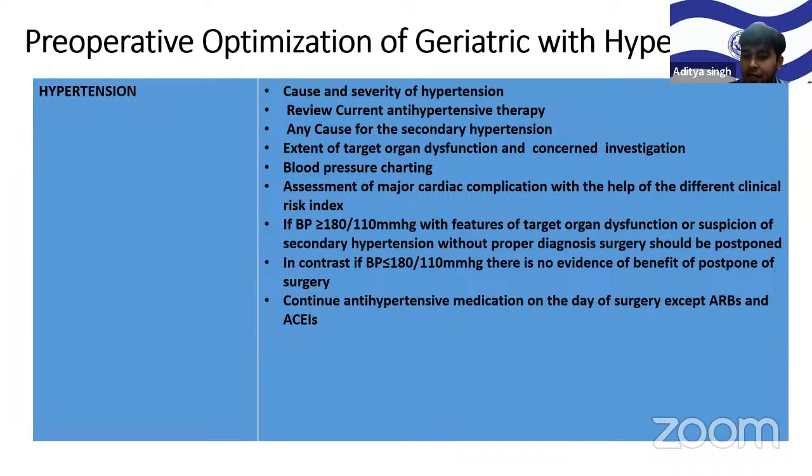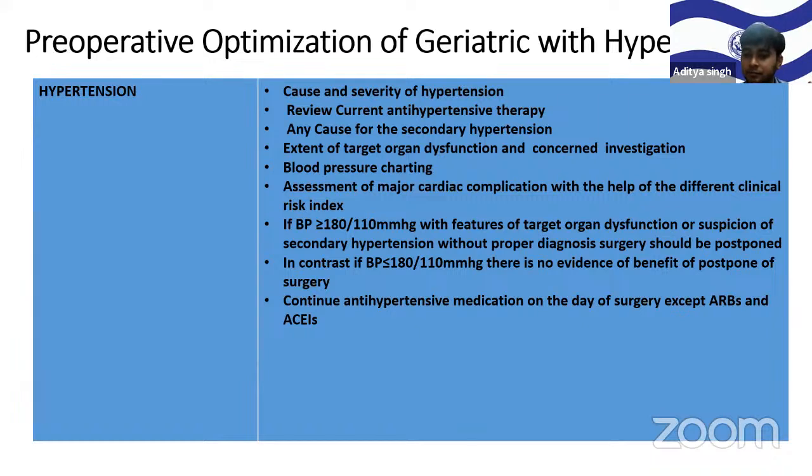Then I continue the antihypertensive medication on the day of surgery, except the ACE inhibitors and the ARBs. On the day of the surgery, I assess the BP of the patient. If the BP is more than or equal to 180 by 110, along with features of any target organ dysfunction or secondary hypertension, I'll re-examine the patient and postpone the surgery. But if the BP is less than 180 by 110 with no evidence of target organ dysfunction or secondary hypertension, I'll go ahead with the surgery.